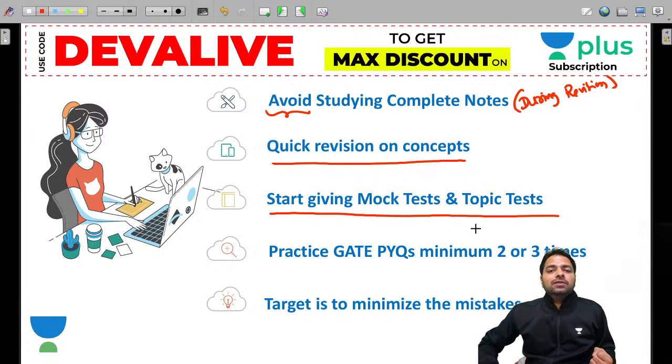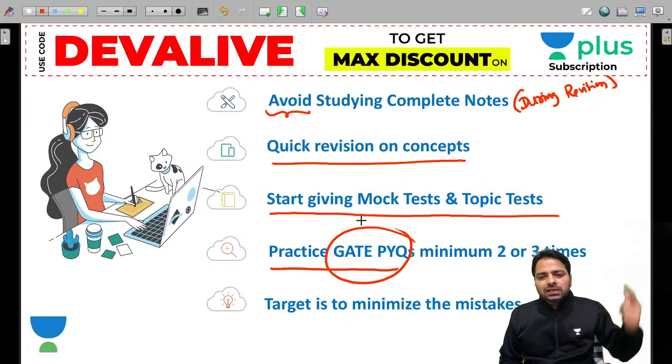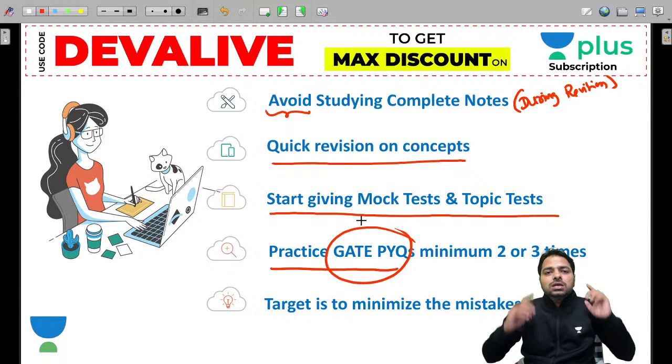You can test yourself, you can identify your mistakes, you can correct them. So please start giving mock tests if anybody has not started yet, and practicing GATE PYQs is a must. I don't know how many times you practice, but practice till you gain the confidence. As I said in the previous sessions too, do it. Whether you do it 2 times or 3 times or 10 times, it's your choice.